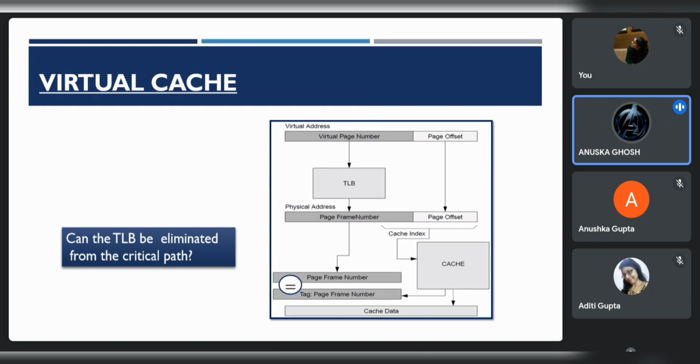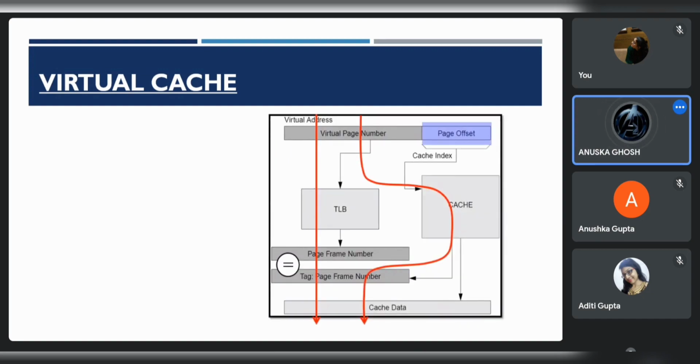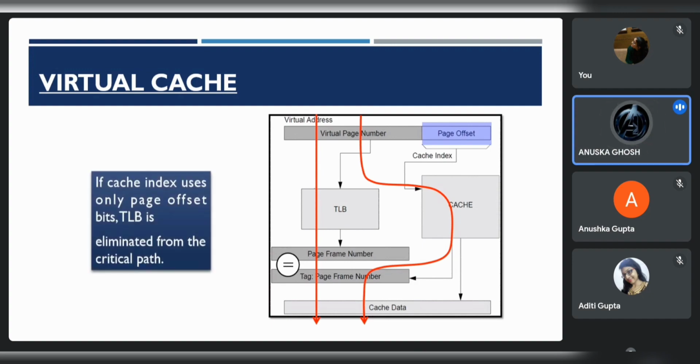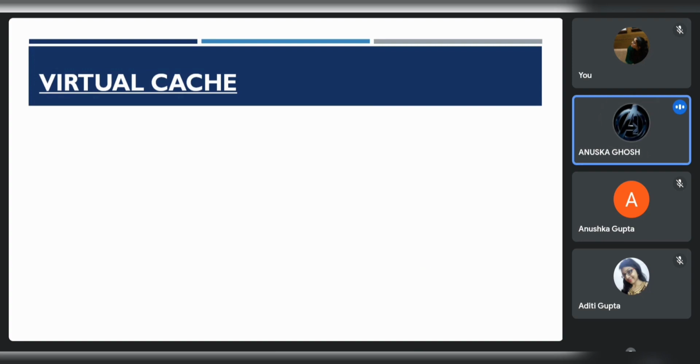Here we have to note one thing: the cache index involves both page offset and frame number bits, but the frame bits are not translated. So if each cache index uses only page offset bits, the TLB is eliminated from the critical path. There is also one con: the cache index cannot grow. So the cache and page size are the same. Cache capacity can grow only by increasing the block size and associativity.